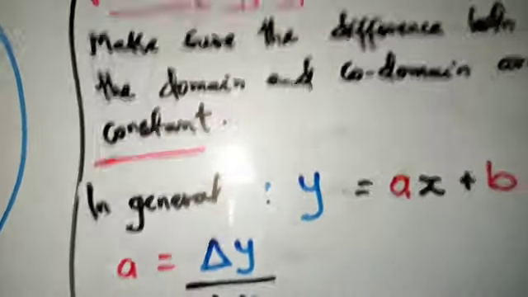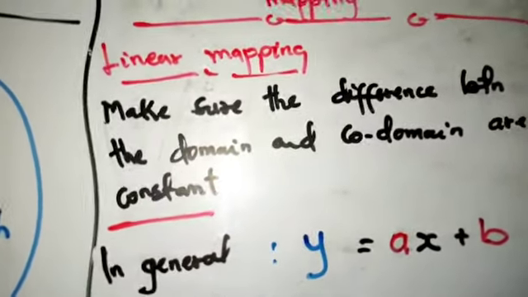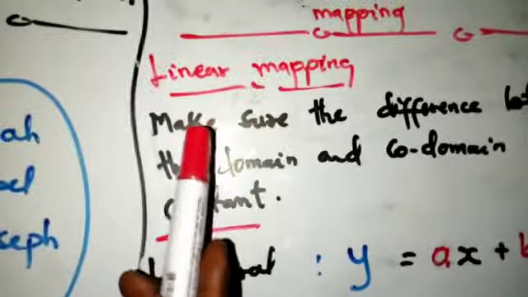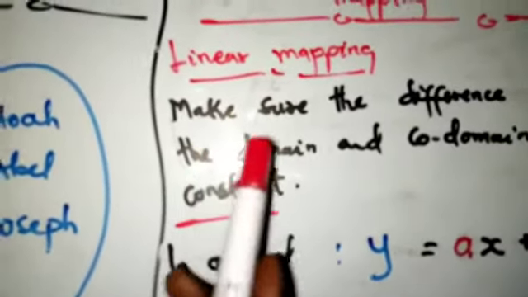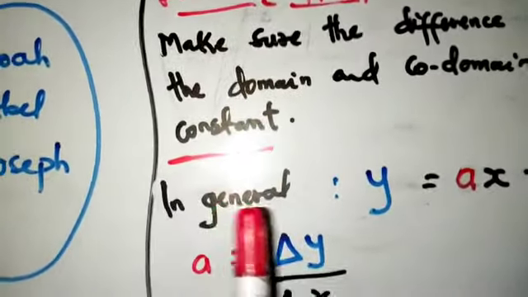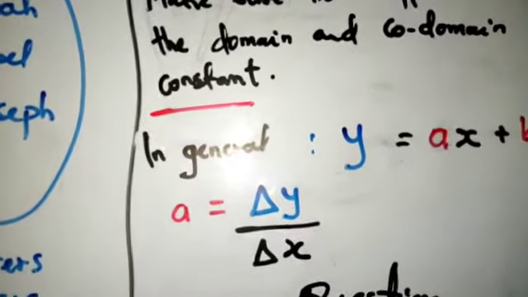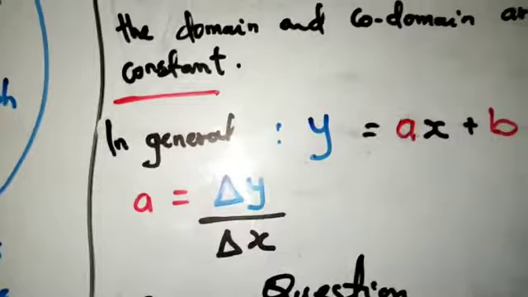After checking that, that should be your first point. What are we heading towards? We are heading towards a linear mapping. When I say something is a linear mapping, the first thing you have to make sure is that the difference between the domain and the codomain is constant. I'll explain that using an example, a pure exam question, to demonstrate.